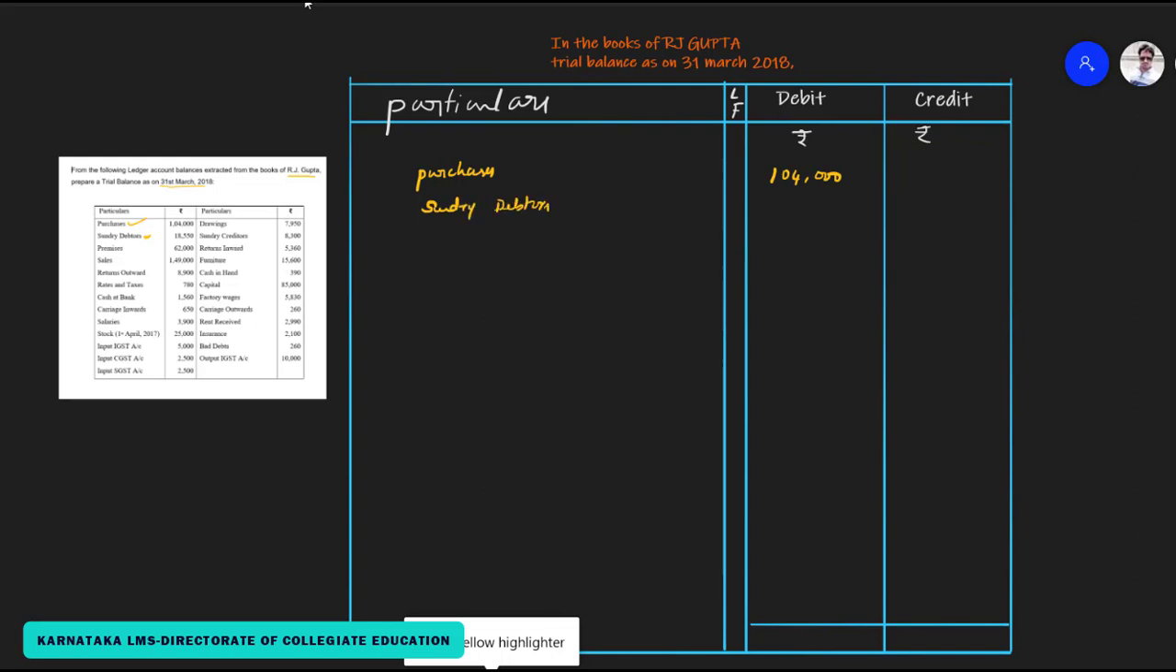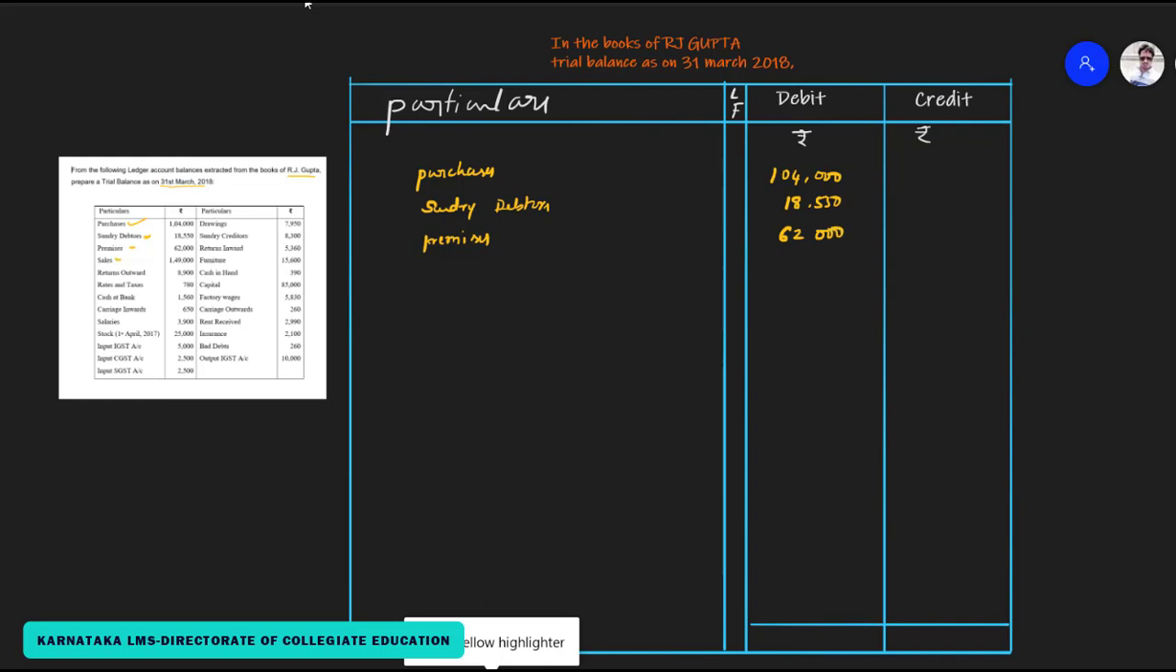Sundry debtors rupees 18,550. And next thing is premises. Premises is an asset, so on the debit side 62,000. So it is an asset, so I mentioned it in the debit column.